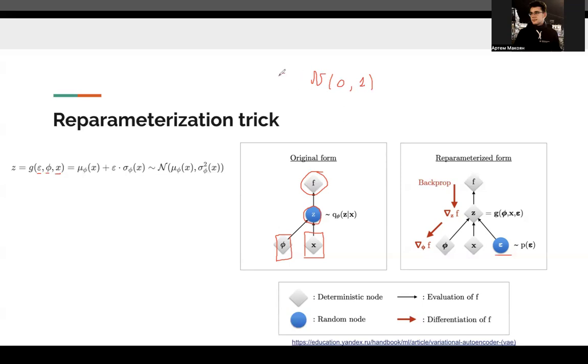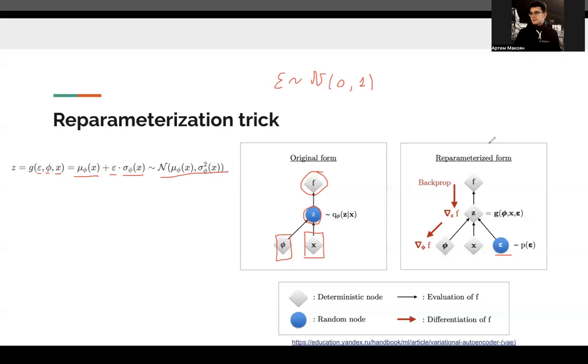Yeah, epsilon samples from here, and it is easily shown that to sample from this distribution, we can sample epsilon, multiply it by sigma, and add mu to it. So in fact, we can show that our z is a function of epsilon, phi, weights, and x.